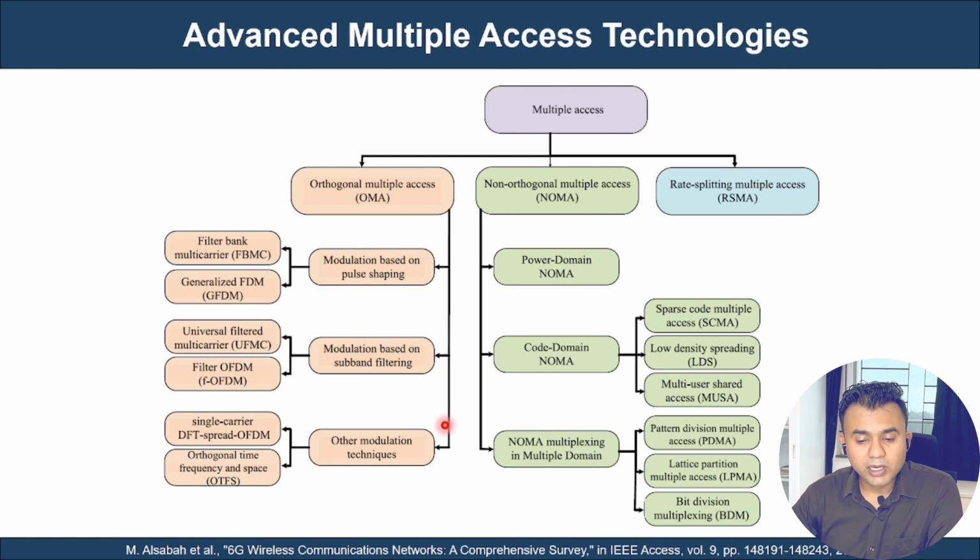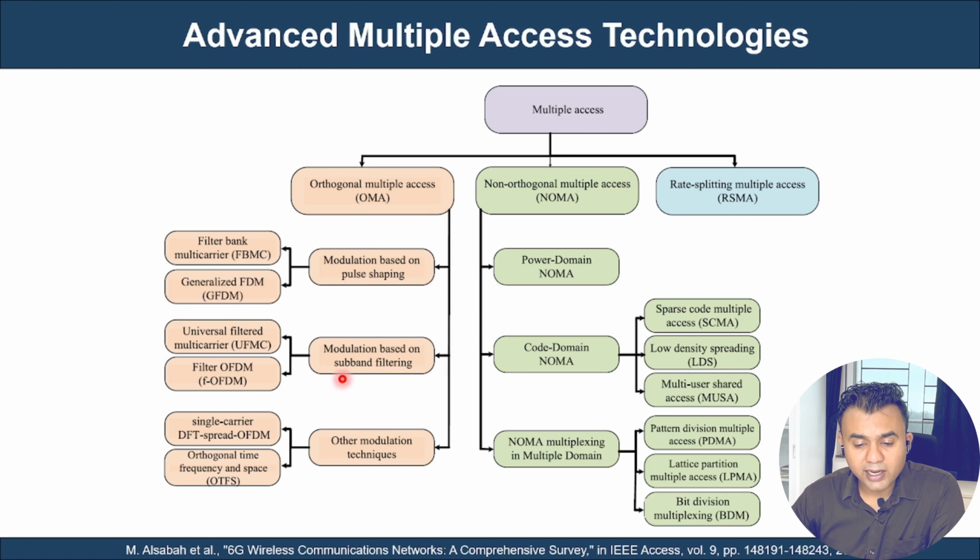In orthogonal multiple access, what we have seen is modulation based on pulse shaping. Here we have seen filter bank. Some of them we have seen, and some, in the interest of time, I have listed here, so you can go through the research papers and learn on your own after the seminar. Filter bank multicarrier, FBMC, is one method we have seen. Generalized FDM, GFDM, we also have seen.